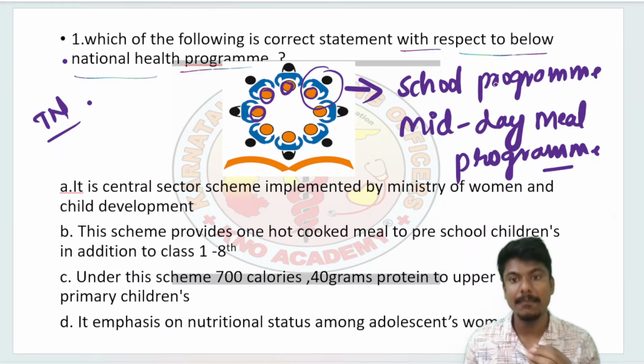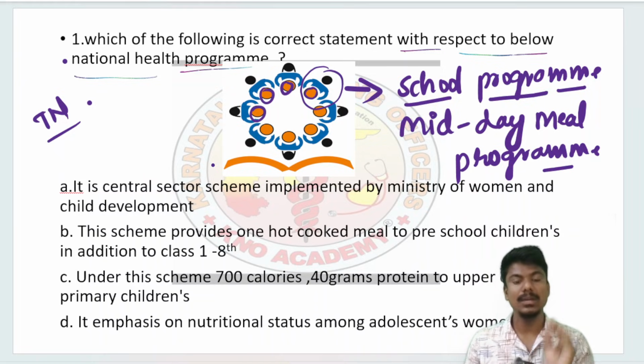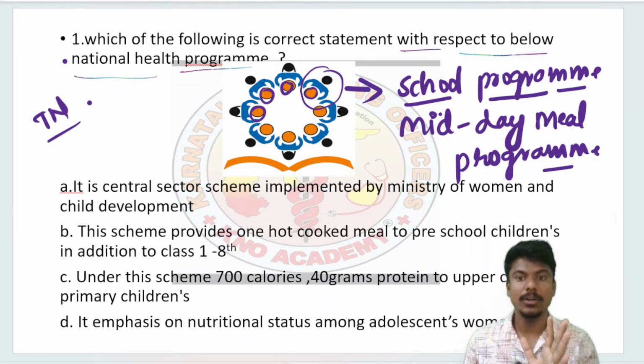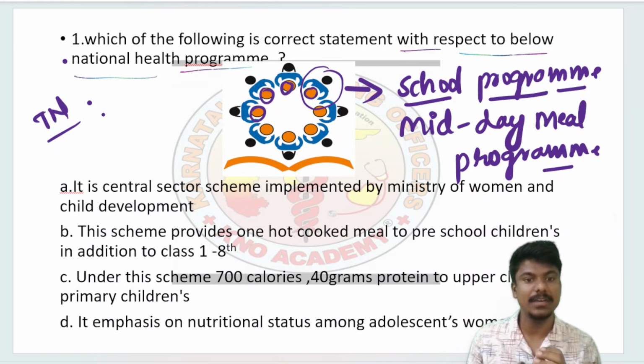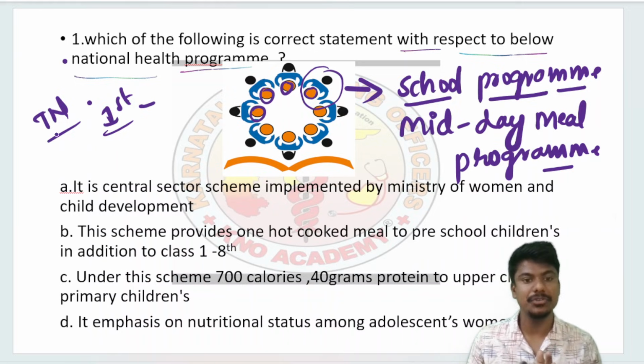In that program, one meal is served to every student in a government school and government aided schools. They will give one hot served meal according to the midday meal program. So the first step in the question is that we got to know which program it is: it is the midday meal program. Nowadays we call it the midday meal program, but before it was called the PM Poshan Abhiyan, the PM Poshan program.